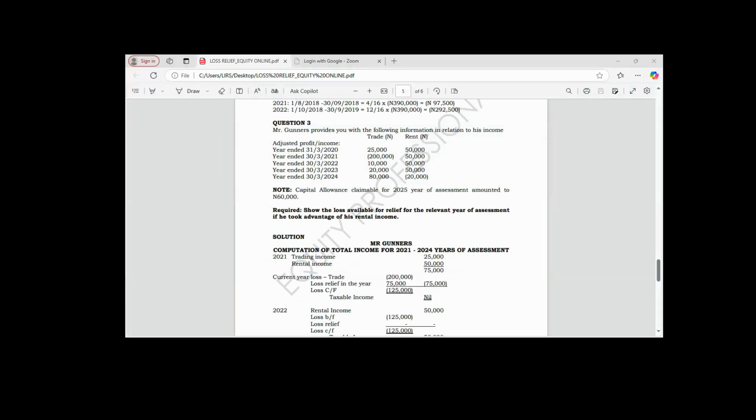Total income will give us 50 plus 10, that is 60,000 naira. Out of this, so we have what? Loss brought forward, which is from where?